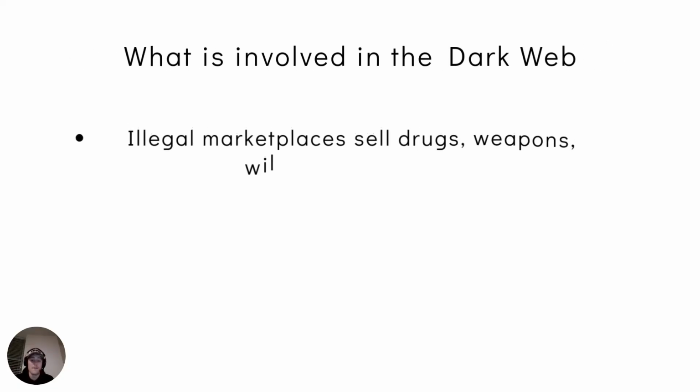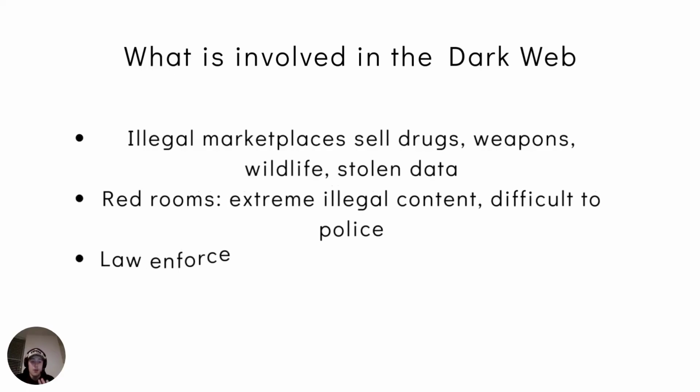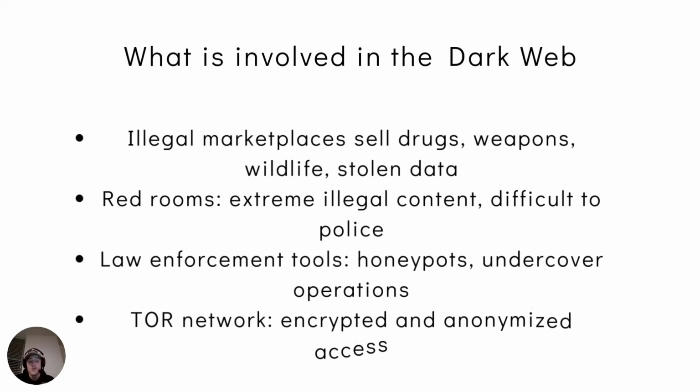What is involved in the dark web? As I just said, a lot of illegal marketplaces sell drugs, weapons, wildlife, and stolen data. There are places called red rooms where people watch a live video of someone getting tortured and they pay. It's like Twitch or Kick, and it's pretty brutal. But law enforcement has developed techniques like honeypots, which are decoy systems to catch these kinds of criminals. They do undercover operations to infiltrate these networks, but it's under the Tor network.